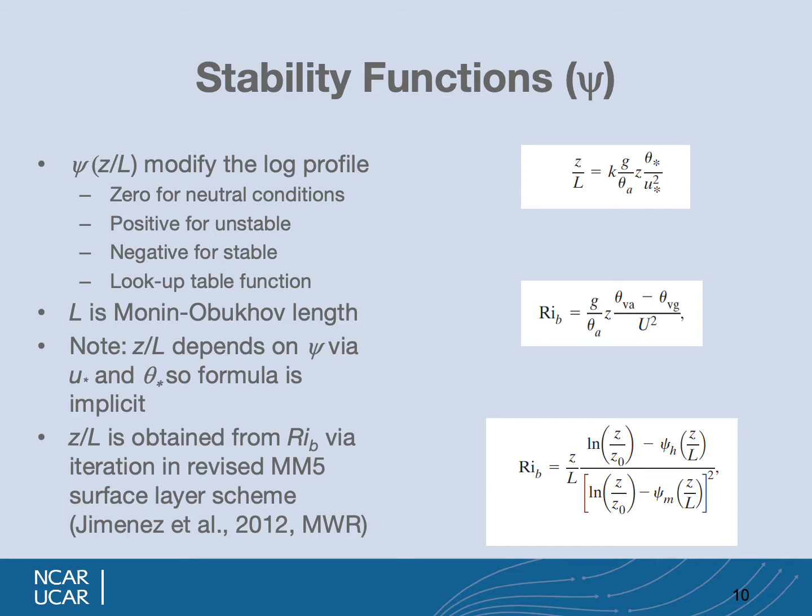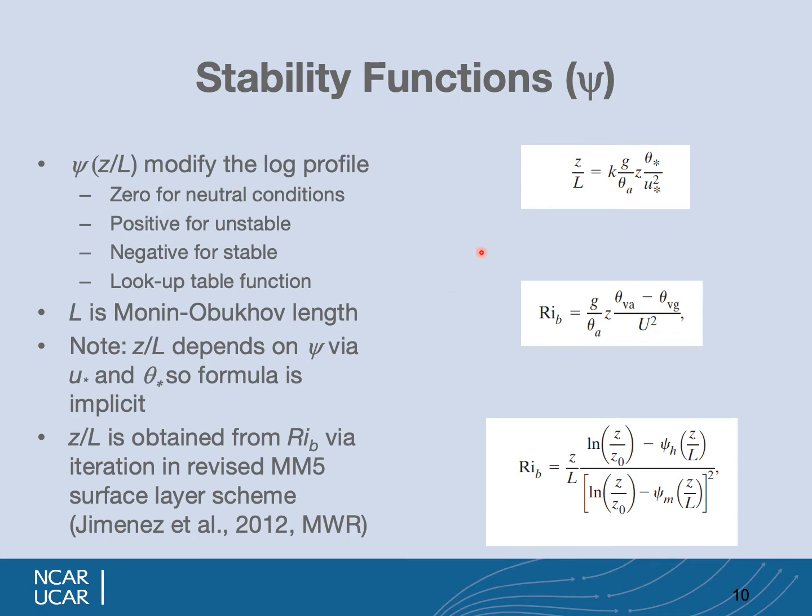So the stability functions we saw in the previous formula are defined here. The stability function is a function of z over L, where z is a level and L is the Monin-Obukhov length. So z over L actually has this definition, given the definition of the Monin-Obukhov length. And it's a function of theta* and u*.